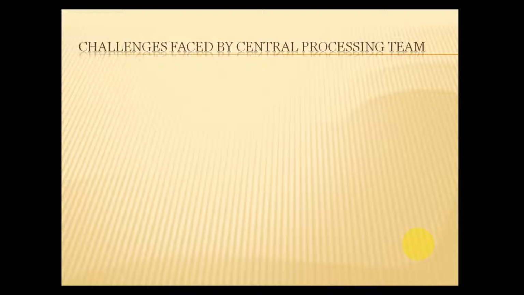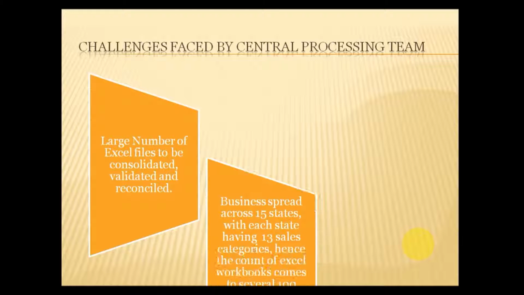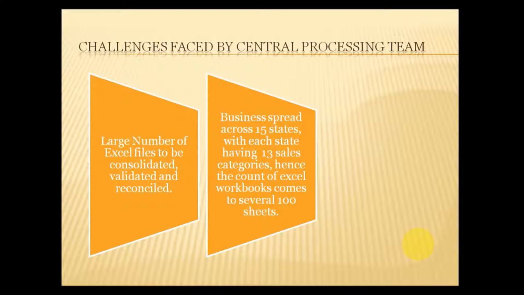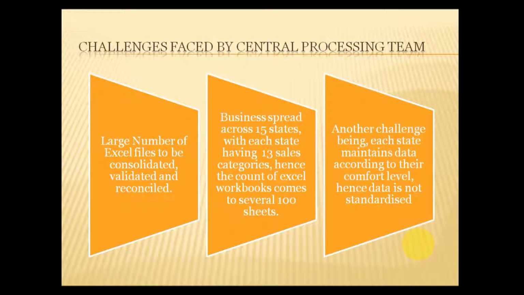The challenges faced by this centralized processing team is a large number of Excel files to be consolidated, validated and reconciled. The files are spread across 15 states, with each state having 13 different sales categories, so the count of Excel sheets runs into several hundred. Added to this, each state maintains the data according to their own comfort. Hence, the Excel sheet which comes to the central processing team is not standardized.